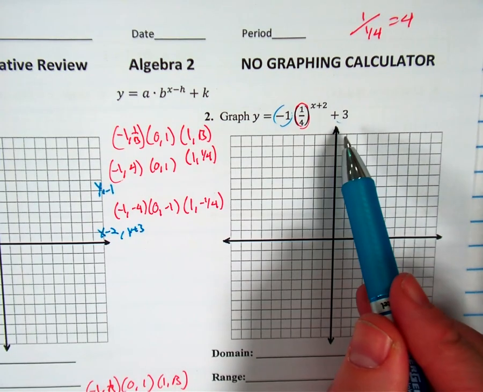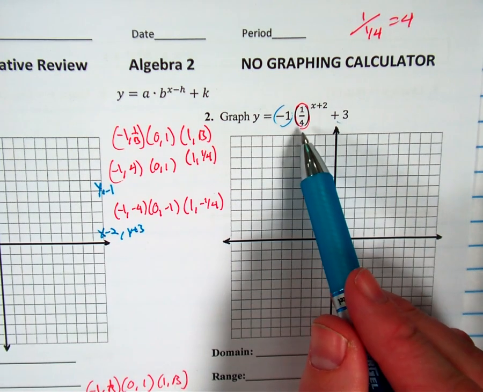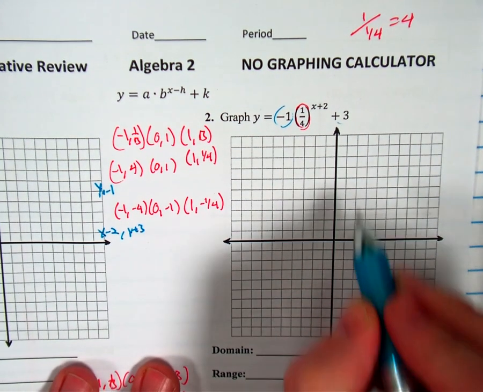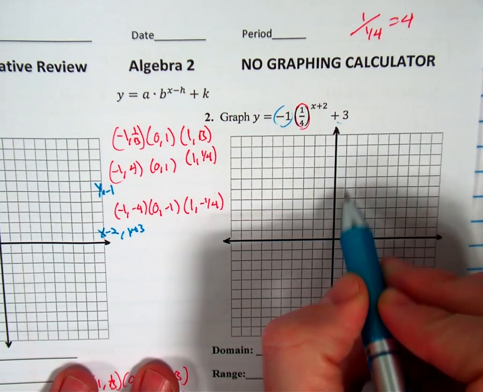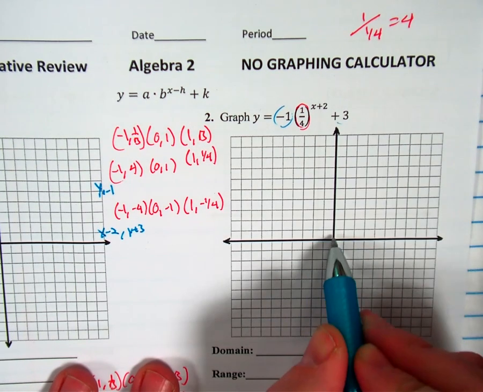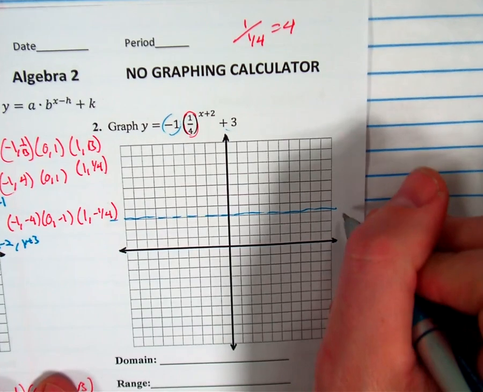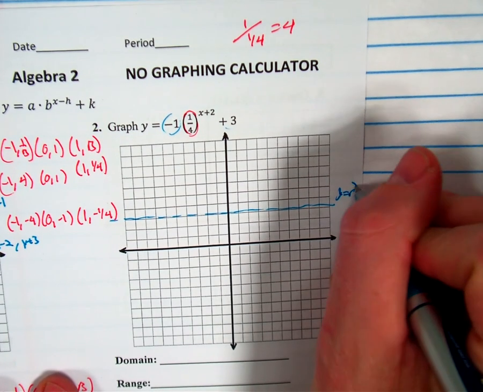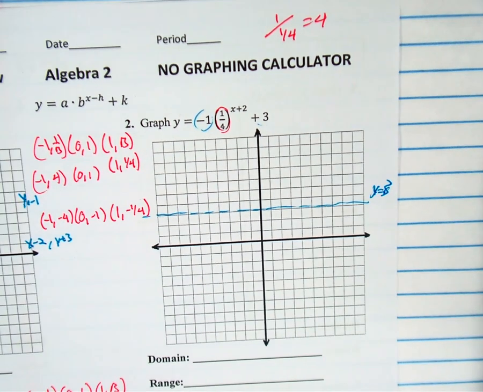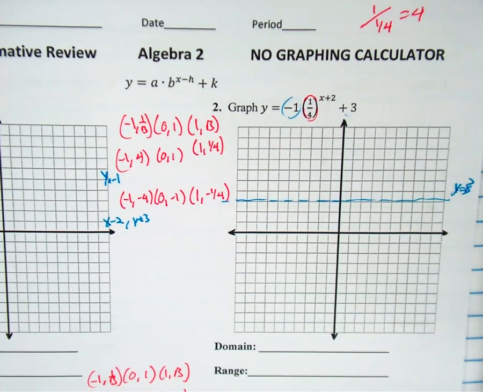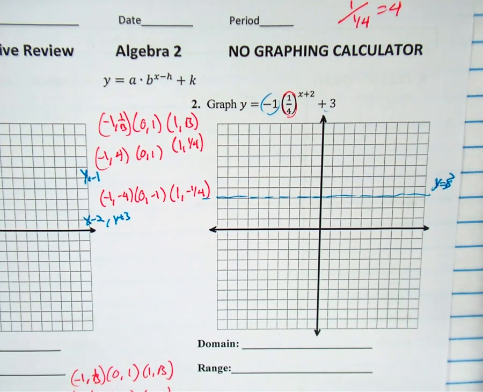Remember that the plus 3 on the back for exponentials controls your horizontal asymptote. So our horizontal asymptote line is going to be up 3. It will be on the line y equals 3 instead of down there on 0. Y equals 3. Terrible handwriting. Okay, let's take care of those points.